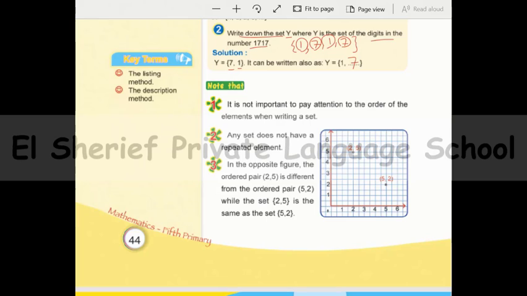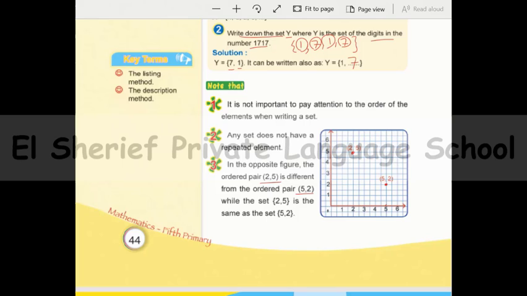We have here the example, the ordered pair of 2 and 5. Start from 2 and go to 5 here. This point is called the ordered pair of 2 and 5. If we change the order, it gives me the ordered pair of 5 and 2. So we start from 5 and go to 2. So this point is called 5 and 2.